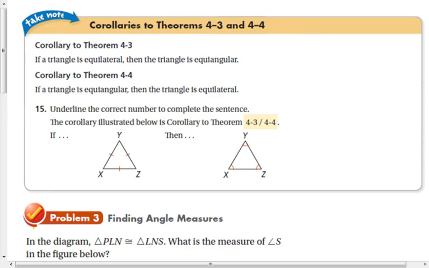Some corollaries to those theorems deal with equilateral triangles. If the triangle is equilateral, then it is also equiangular. If a triangle is equiangular, then it is also equilateral. So which of those corollaries is this illustrating? So we have equal sides, that's equilateral. Then that gives us equiangular, and that would be 4.3.